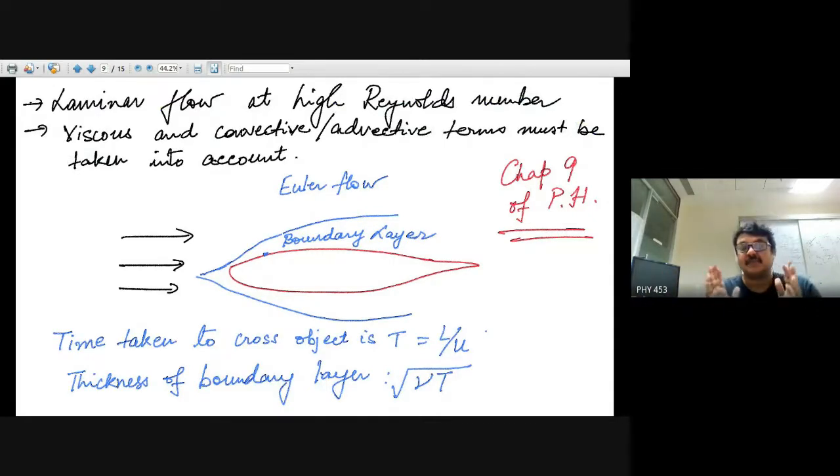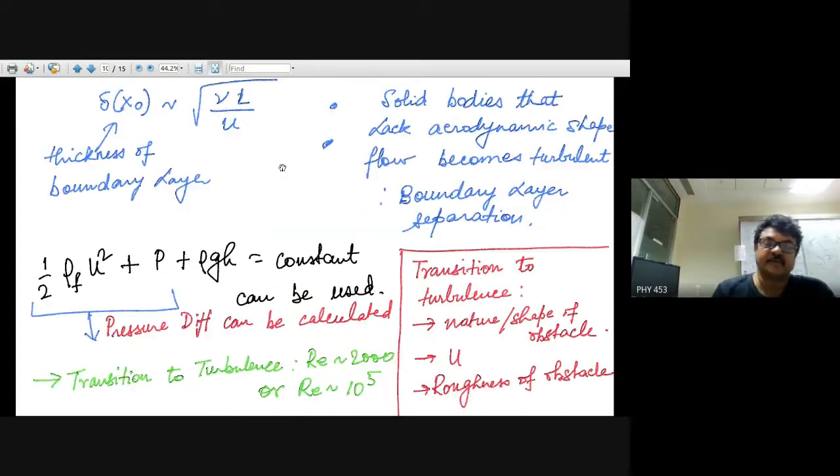But this is a quick picture for small objects. You can have laminar flow and a laminar boundary layer, as long as the Reynolds number is not too high, and then you can assume Euler flow outside this boundary layer. This is what I've written: basically the thickness of the boundary layer. I've just substituted time equal to L by U.